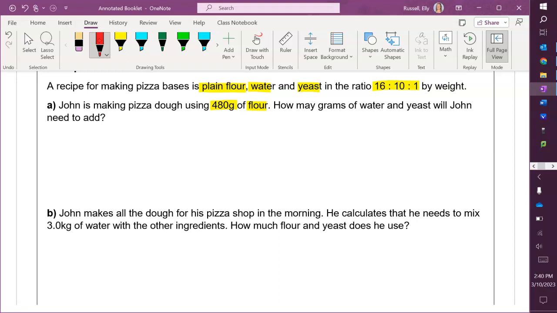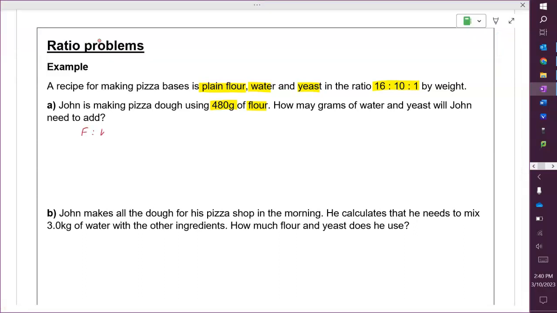So if we put in our ratio, we have flour to water to yeast in the ratio of 16 to 10 to 1. Now this is important. Usually when we have ratio problems, the things that they use in the ratios will all start with a different letter, so you can very easily set that up for yourself. So he's using 480 grams of flour. So where our flour is, we'd put 480 grams. And then what I'm trying to do is find, well, how much water and yeast do I need?